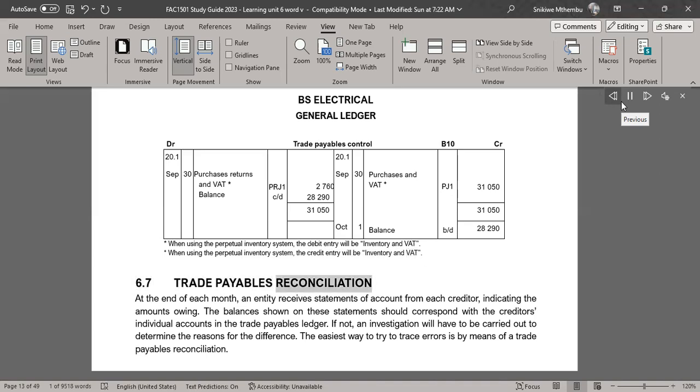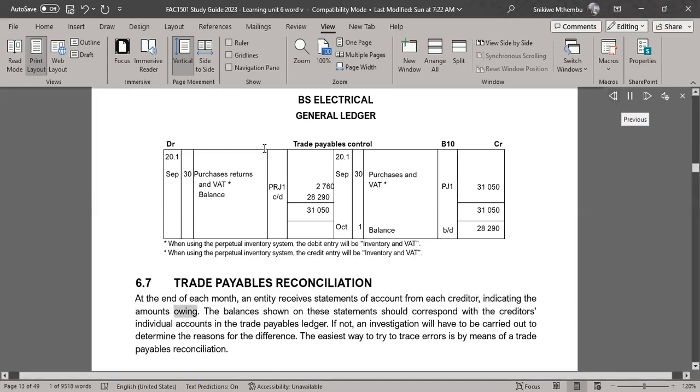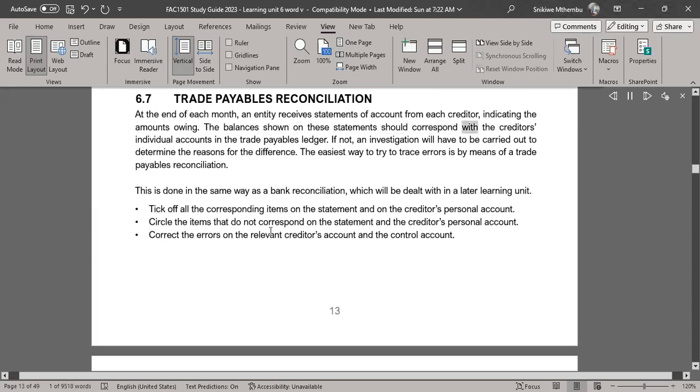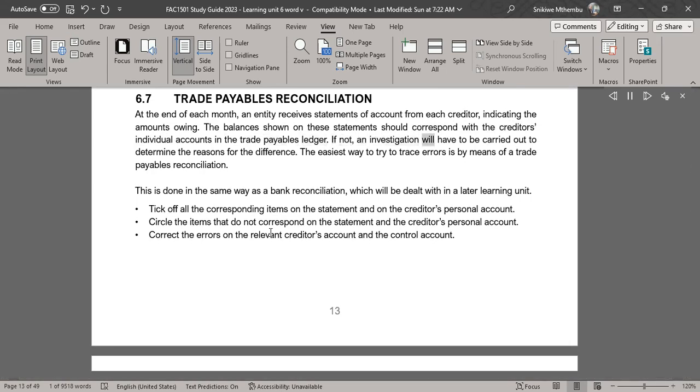6.7 Trade Payables Reconciliation. At the end of each month, an entity receives statements of account from each creditor, indicating the amounts owing. The balances shown on these statements should correspond with the creditor's individual accounts in the Trade Payables ledger. If not, an investigation will have to be carried out to determine the reasons for the difference. The easiest way to try to trace errors is by means of a Trade Payables reconciliation.